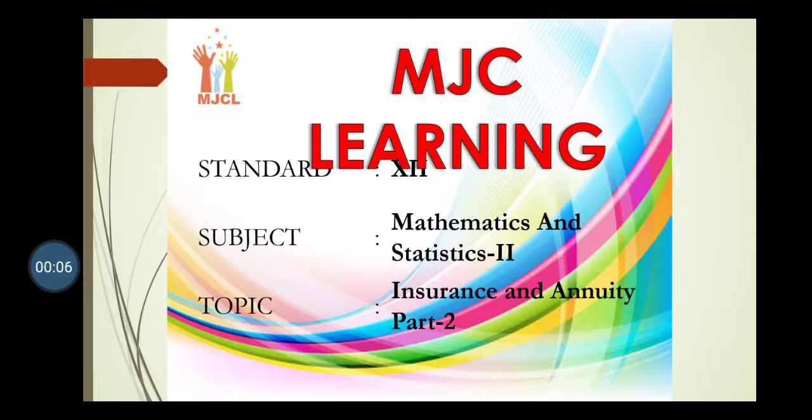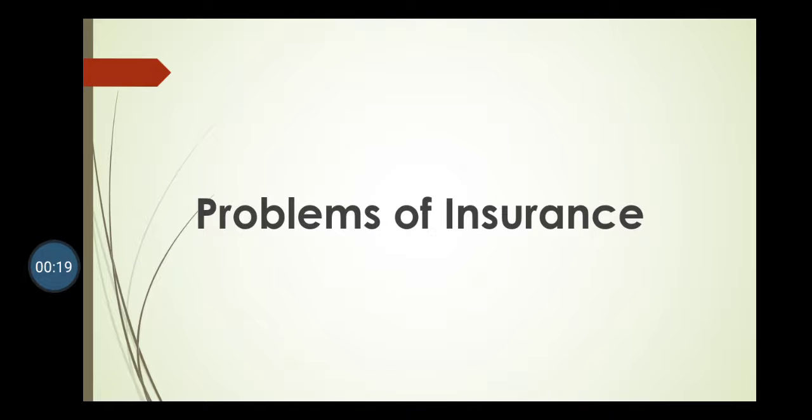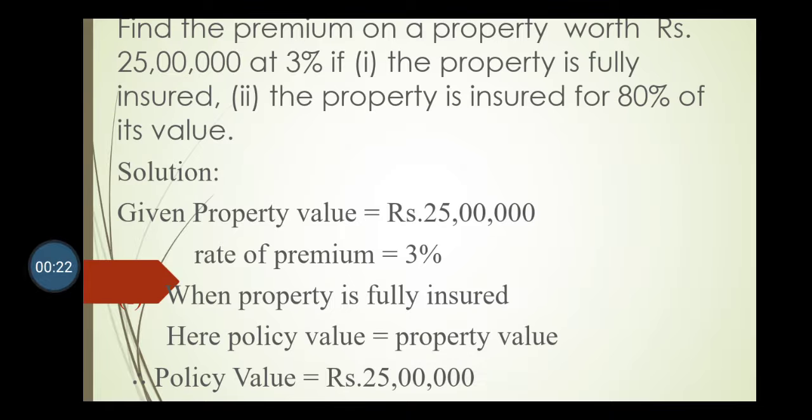Today we are going to study the second part of Insurance and Annuity of Mathematics and Statistics Part 2 of class 12th. In this lecture, we will solve some problems of insurance. The first one is: find the premium on a property worth rupees 25 lakh at 3% if the property is fully insured. Second, the property is insured for 80% of its value.